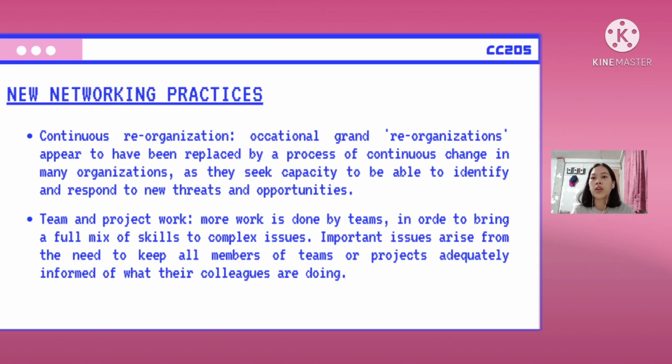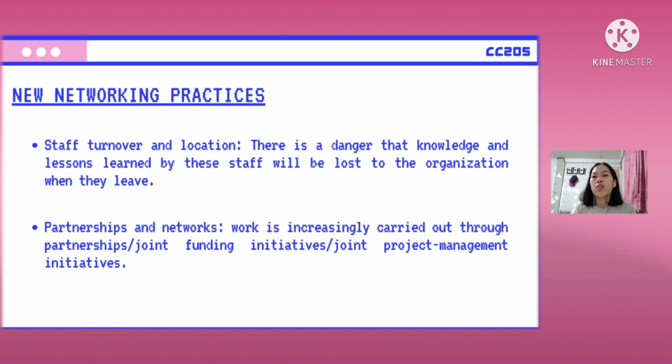Staff turnover and location. There is a danger that knowledge and lessons learned by these staff will be lost to the organization when they leave. Staff who use ICT to work from home creates information-related issues. Clearly, the formal exchange of work documents and of official information needs to be well managed. The same points, of course, may apply to the relations between a head office and sub-offices elsewhere.